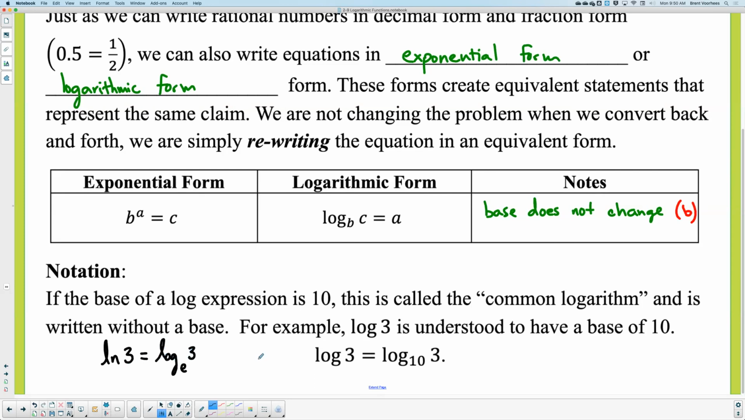So I'm going to make a difference here. If you see ln, it will not show you a base. What's its base if you see ln? E. What if it says log, but you don't see a base? 10. That's called a common log. Common logarithm right there. That's log with a hidden base. This is a natural log. This is a natural logarithm.